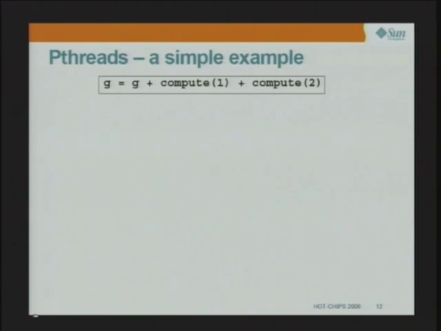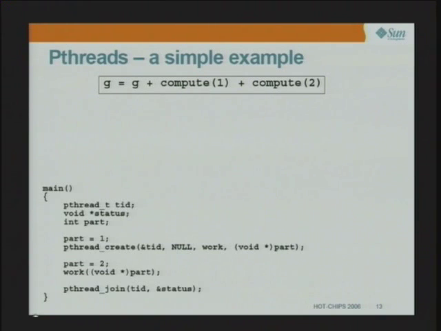So I just used this as an example to show some flavor of how you use pthreads to write programs. We're doing a very simple thing. There's compute, a function call. They can be executed concurrently. You compute 1, compute 2, get the result, do addition, and save the result to G. So how do I do this in pthreads?